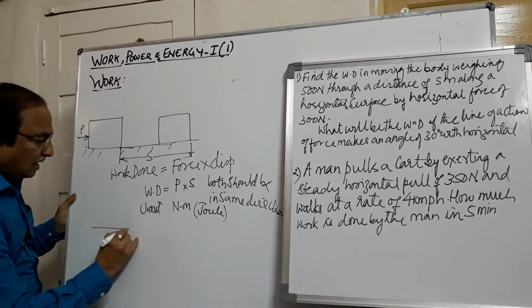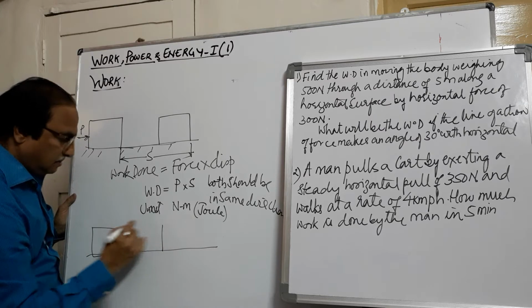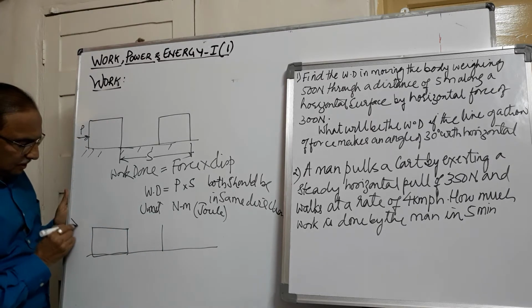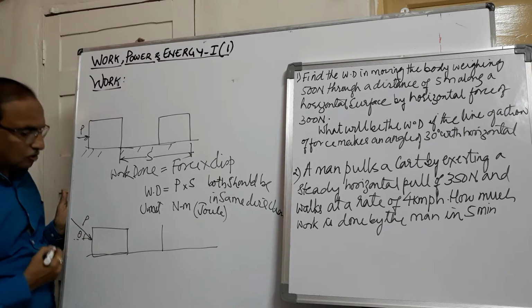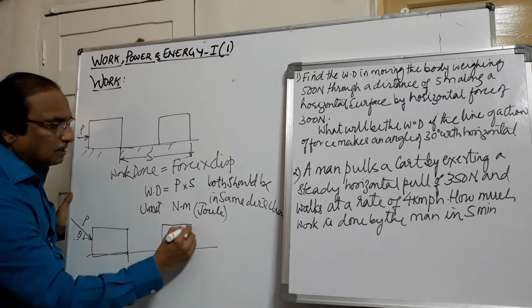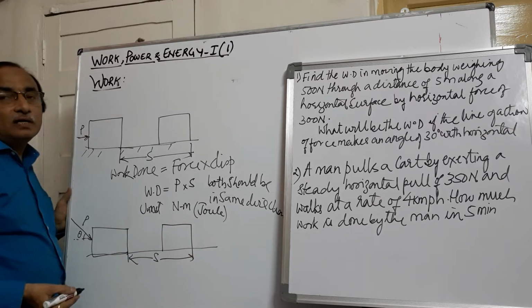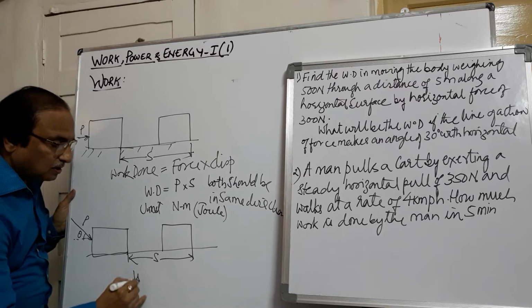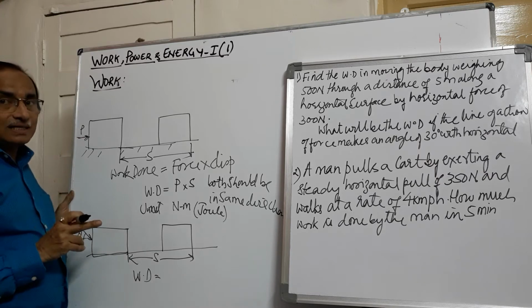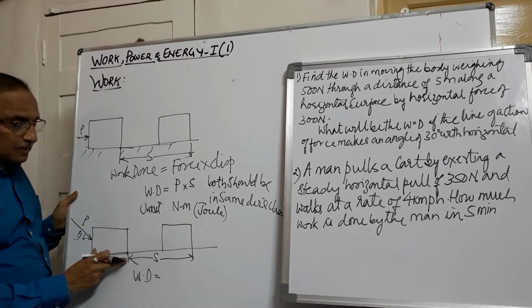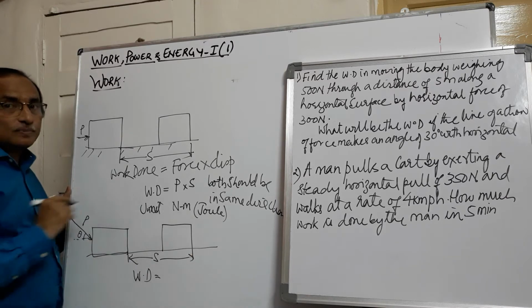Suppose I take a body on a surface, and it is subjected to a force P, making an angle of theta with the horizontal. Due to this force it will be moving a distance of s. Now we know work done is the product of force and its distance, and both should be in the same direction. Now if you see this, the displacement is in the horizontal direction but the force is acting inclined. So both have to be in the same direction.